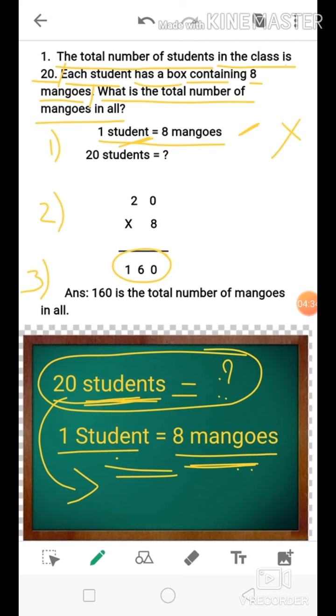Third part is very easy. First write the answer 160. In the problem, remove the question word. Remove the question word and the remaining thing will be your answer statement: is the total number of mangoes in all.